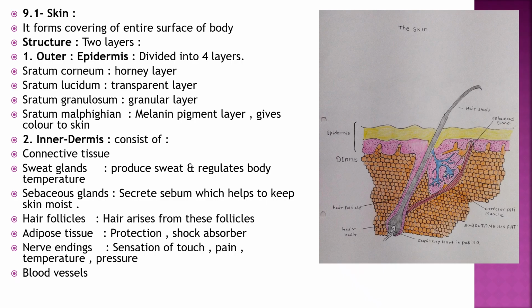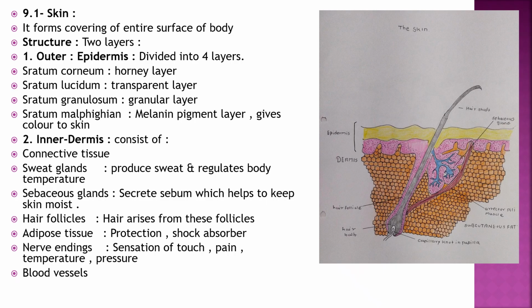The outer epidermis is divided into four layers: stratum corneum, stratum lucidum, stratum granulosum and stratum malpighian, which contains melanin pigment and gives color to the skin. The dermis contains sweat glands, connective tissue, and sebaceous glands which produce sebum. The sweat glands produce sweat which regulates the body temperature. It also has hair follicles for protection or sensation, adipose tissue for shock absorption, nerve endings for the sensation of temperature, pain, and pressure, and a few blood vessels.